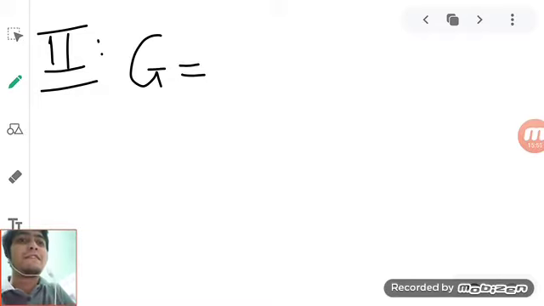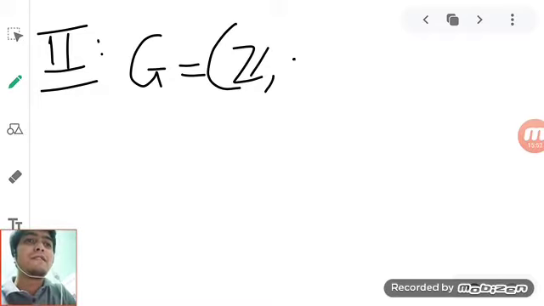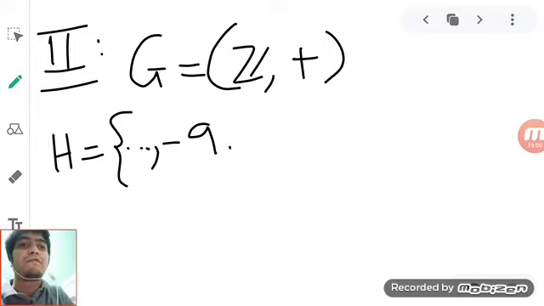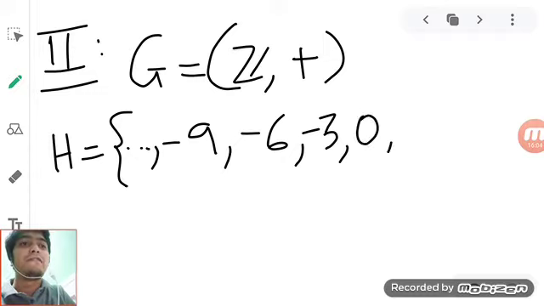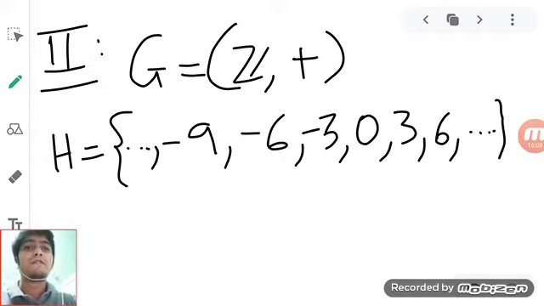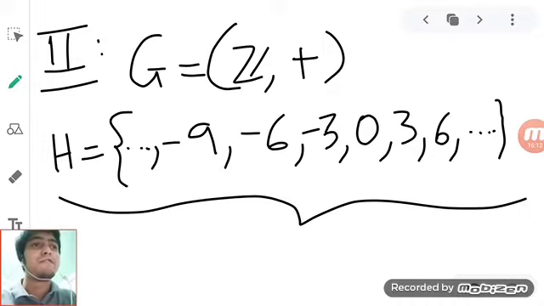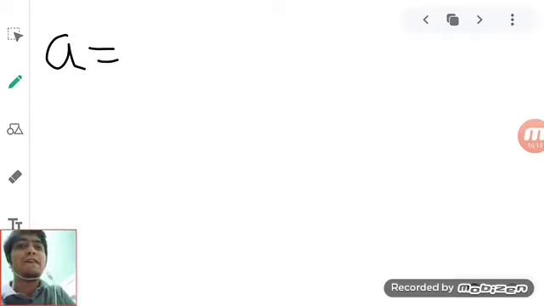Again, we will consider the same group G equals Z plus. Now let us take H to be multiples of 3. Okay, multiples of 3: minus 9, minus 6, minus 3, 0, 3, 6, and so on. Now we want to find right cosets of H. So what we will do, first we will take A equal to 0.